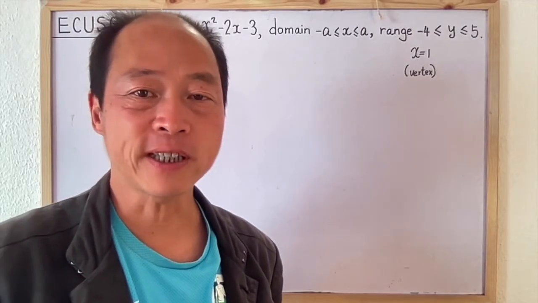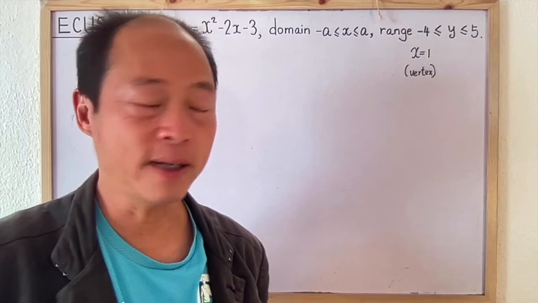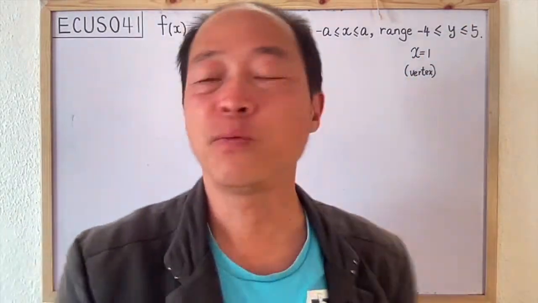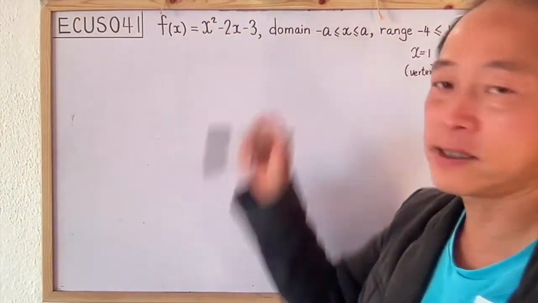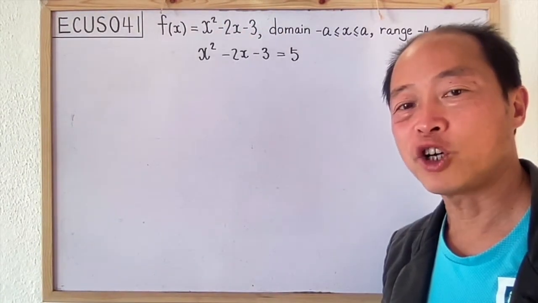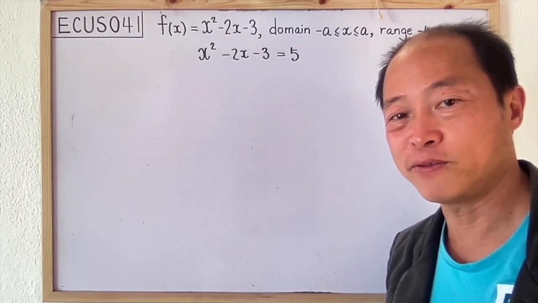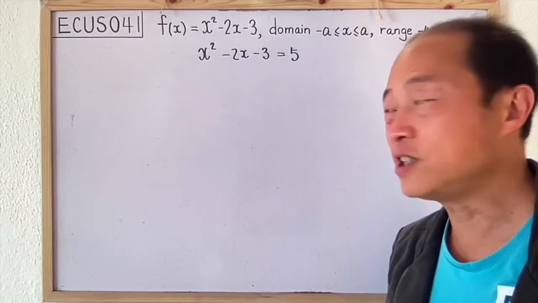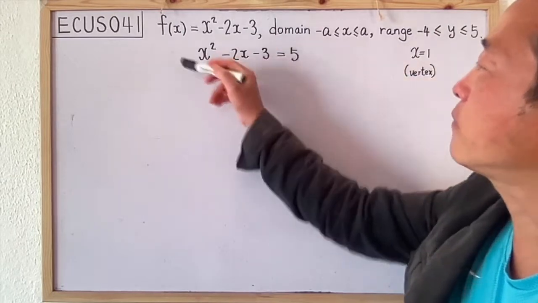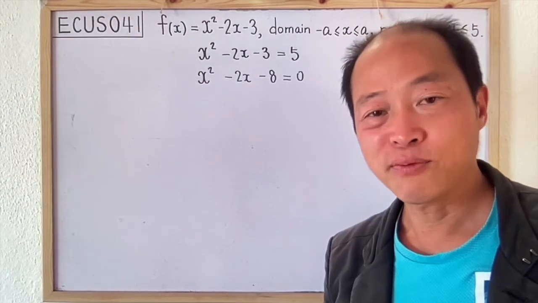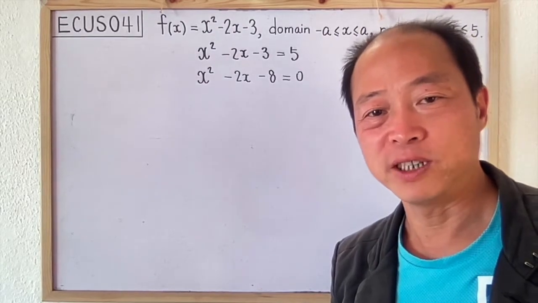Now let's investigate at what value of x we will have the function output as 5. To do it, we set the function value as 5. To solve a quadratic equation, it is often a good technique to set the right of the equation to 0. To do it, we minus 5 from both sides, and the equation becomes x squared minus 2x minus 8 equals 0. Let's first factorize the left of the equation.